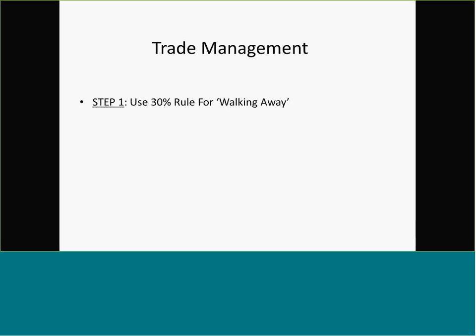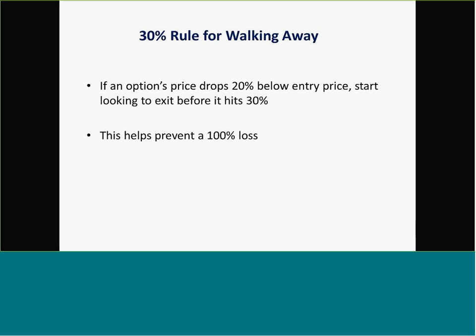And the first rule we're going to look at is what I call the 30% rule for walking away. And this is just a simple money management stop that gets us out of a trade that goes bad. What I like to do is I look at my positions daily, and if I see that I start to lose on a call option purchase, I'll monitor that each day. And if the option price that I paid drops 20% below my entry price, then I'm going to start to look to exit, and then I will exit before it hits a 30% loss.